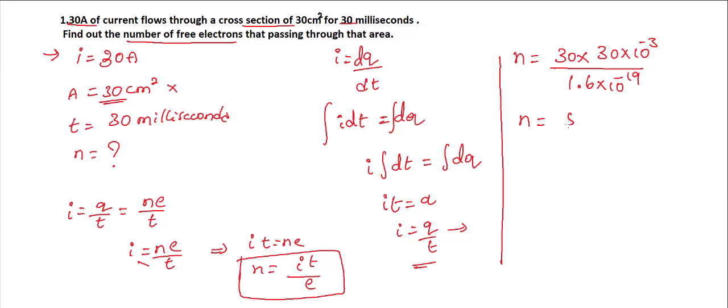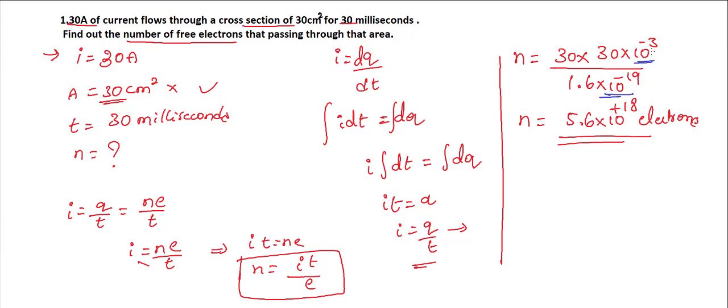So the value comes out to be 5.6 into 10 to the power of plus 18 electrons. This many electrons are passing through 30 centimeter square of cross sectional area. The thing you go wrong here is, the powers are present. So one thing you can do is first solve the power, because in the final expression you get confused.